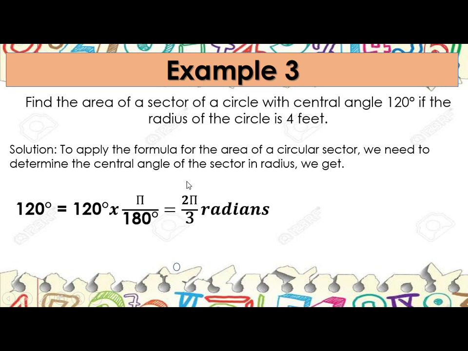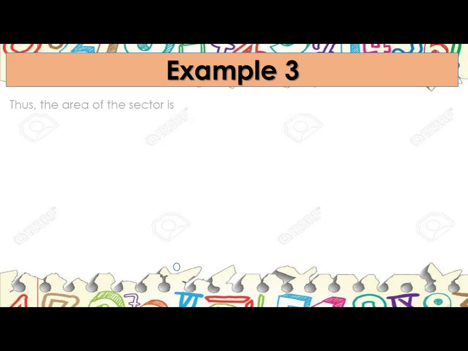Just simple simplifying of fractions. So you will be having here 2 pi over 3 radians. So it's already in radian form. We're going to substitute that into the given formula for the area of a sector. How to do that? To find the area of a sector, we have the formula A equals 1/2 times r squared times the central angle, or theta.